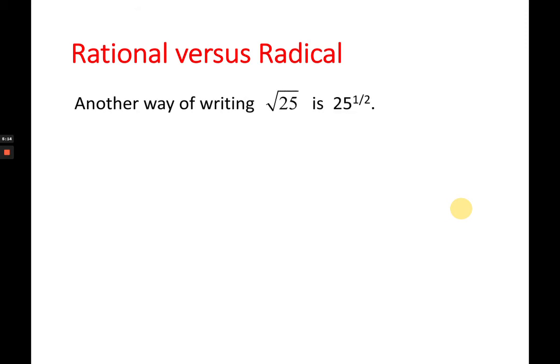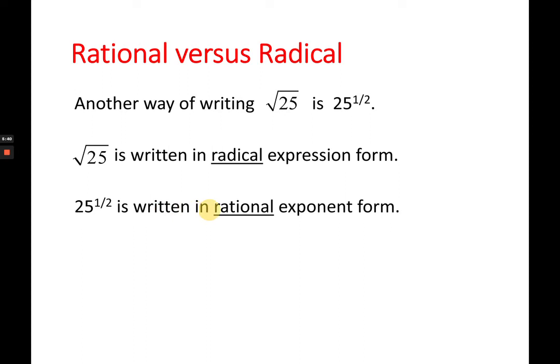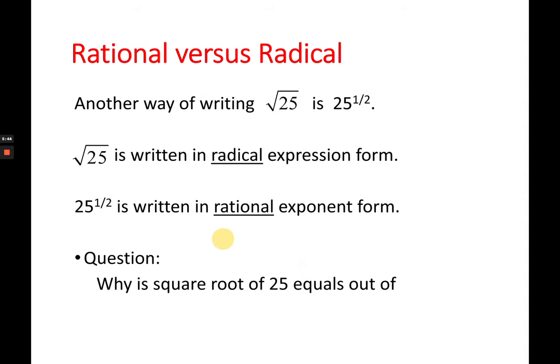Now, more examples. We could say that here there's no 2. It's understood that the square root of 25 is the same as 25 raised to 1/2. That is from radical to exponential form. Square root of 25 is the radical expression. 25 raised to 1/2 is a rational exponent. Why is the square root of 25 equal to 25 raised to 1/2 power?